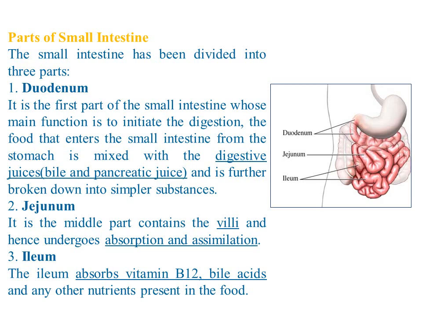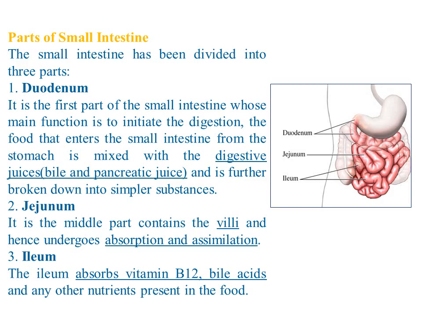The small intestine has been divided into three parts. The first part is the duodenum. Duodenum is the first part where the main function of the small intestine starts to initiate digestion, when the food enters the small intestine from the stomach and is mixed with the digestive juices, that is bile and pancreatic juice, and is further broken down into simpler substances. So in the duodenum, the first initiation of digestion takes place in the small intestine.